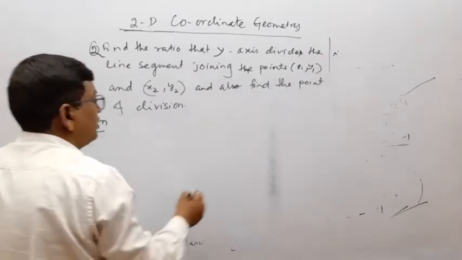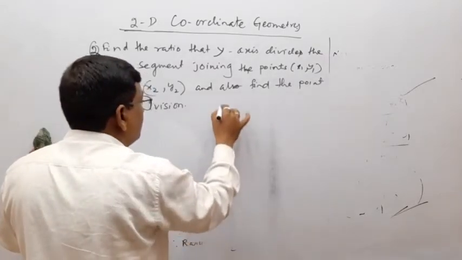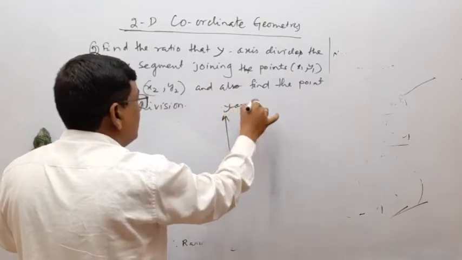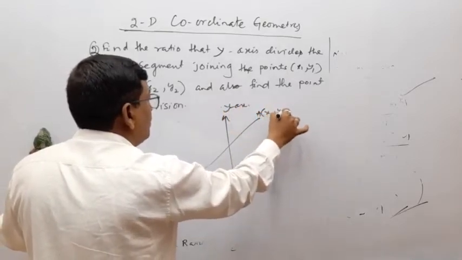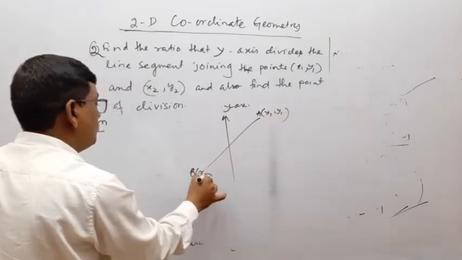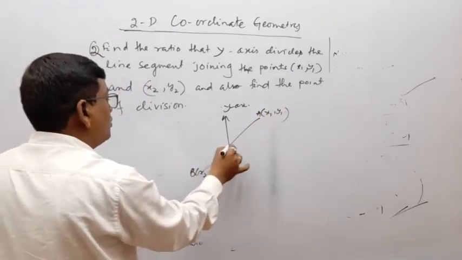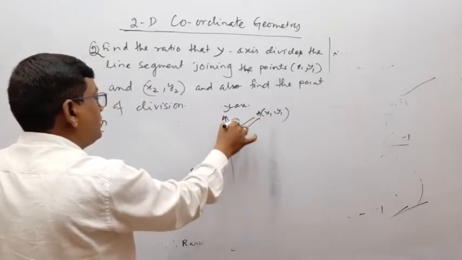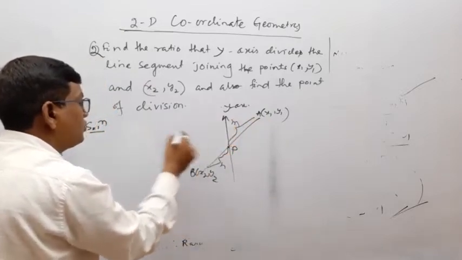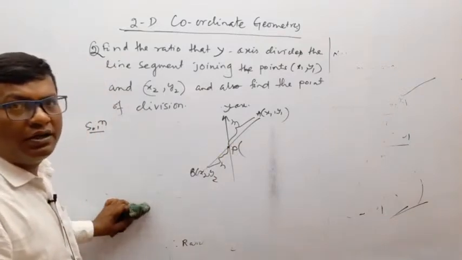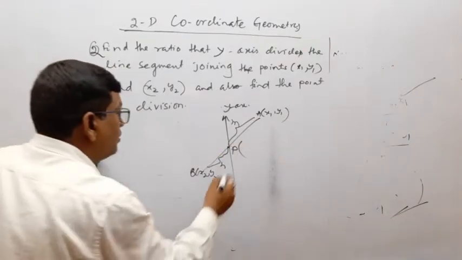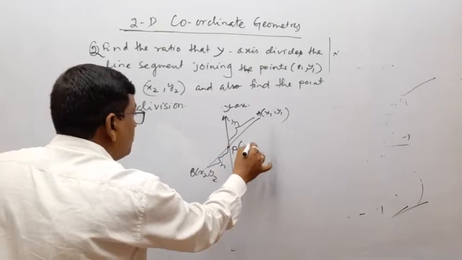Same process. Suppose this is the y-axis and the line joining is A of (x1, y1) and B of (x2, y2). Suppose this is point P, and this is M and this is N. Now any point P on the y-axis is of the form (0, y).